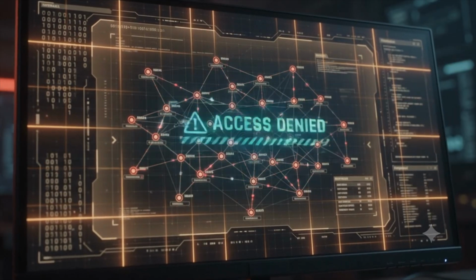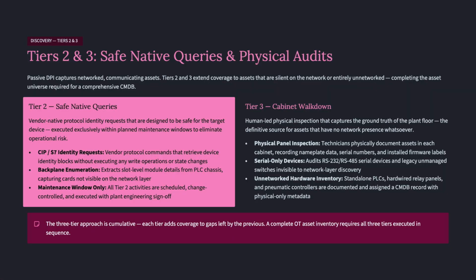Passive monitoring captures talkative network devices, but complete coverage requires Tier 2 and Tier 3. Tier 2 uses safe native querying. During scheduled maintenance windows, targeted vendor-native commands like CIP identity requests or Siemens S7 block reads are issued to pull exact backplane, slot details, and logic checksums.